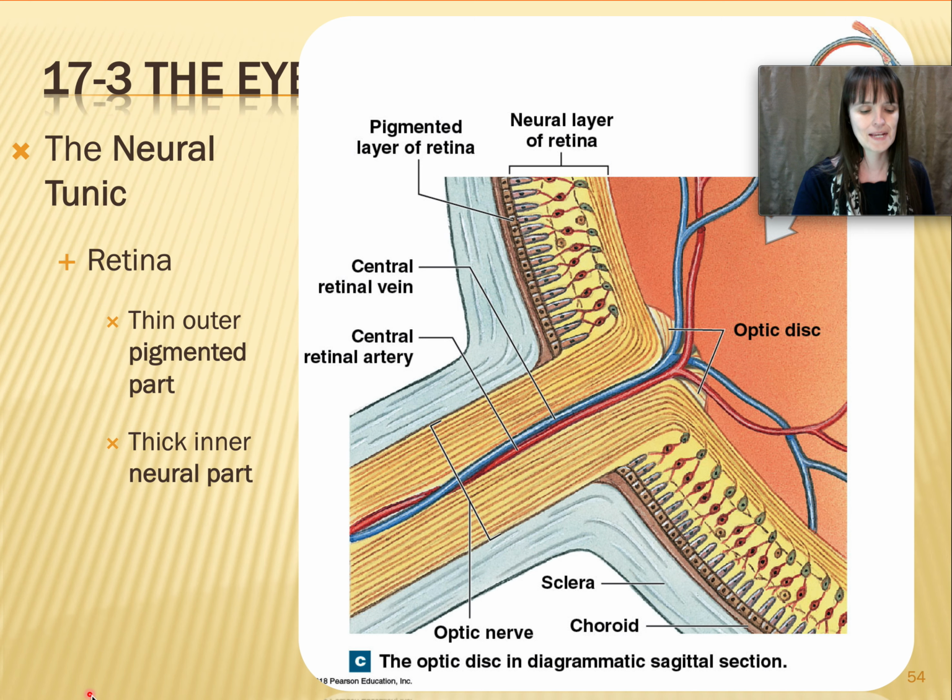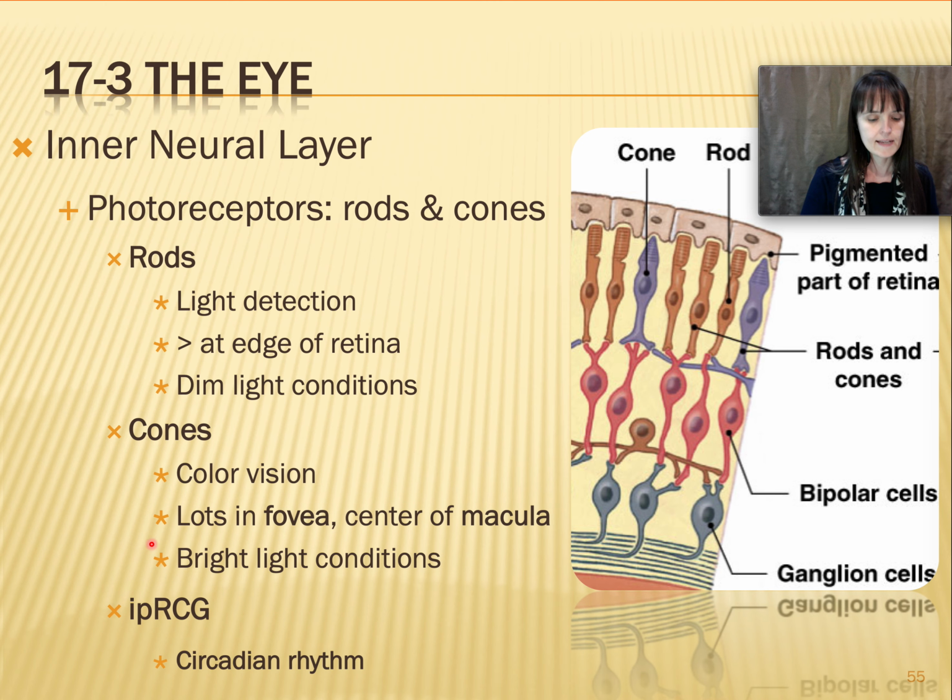Boom. The retina has a thin outer pigmented layer, or pigmented part. Is layer the new one, or is part the new one? I think layer is new. And a thick inner neural layer, neural part. The neural layer ends anteriorly at the ora serrata, as we know. And the functions of the pigmented layer, here's the pigmented part.